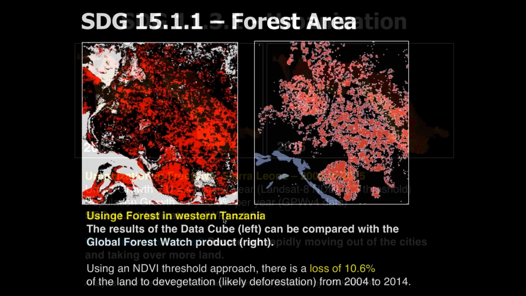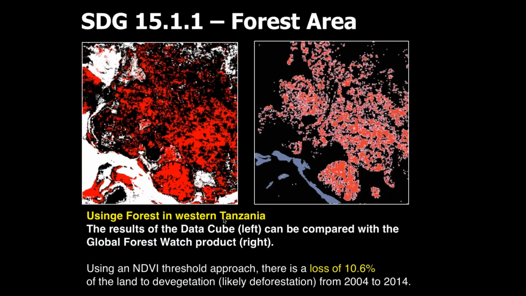So here's another example for forest. Again, I wanted to use some examples for Tanzania. I don't know if I'm saying this right, but Usingi Forest in western Tanzania. This is an area of known deforestation. This United Nations Sustainable Development Goal's objective is to look at forest loss.